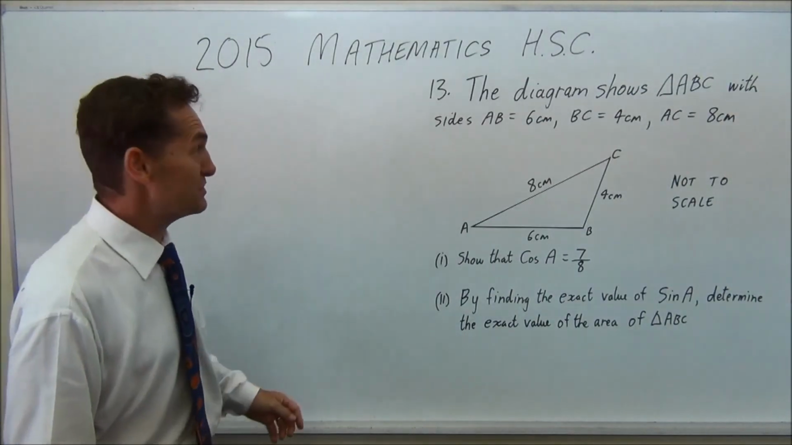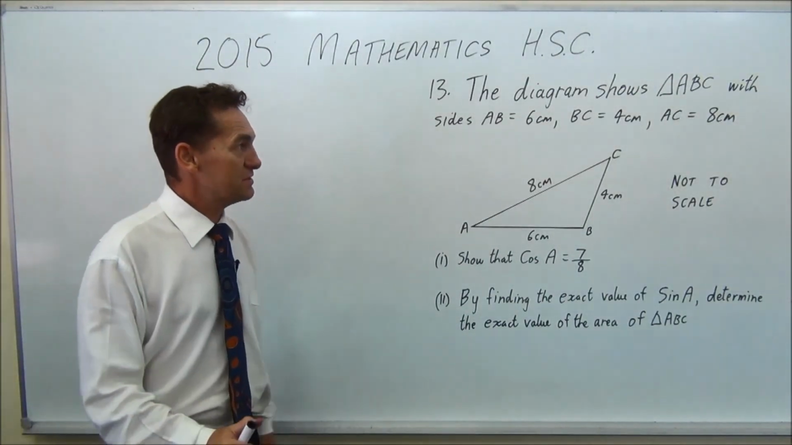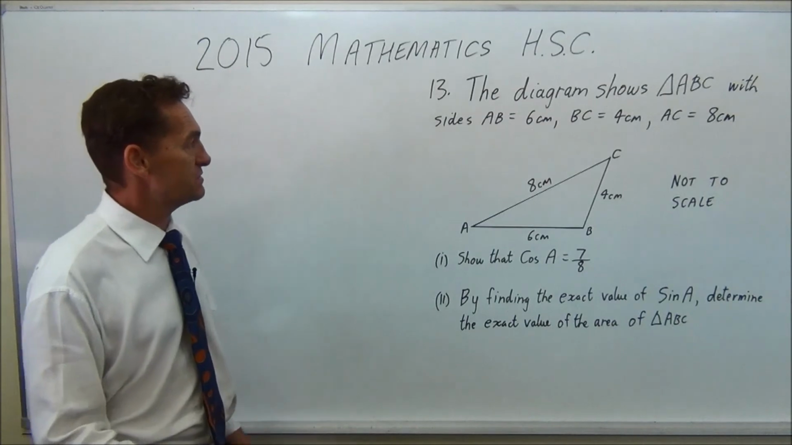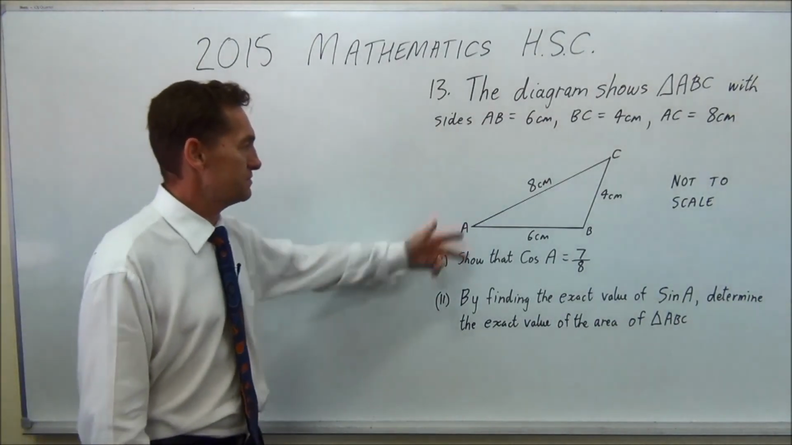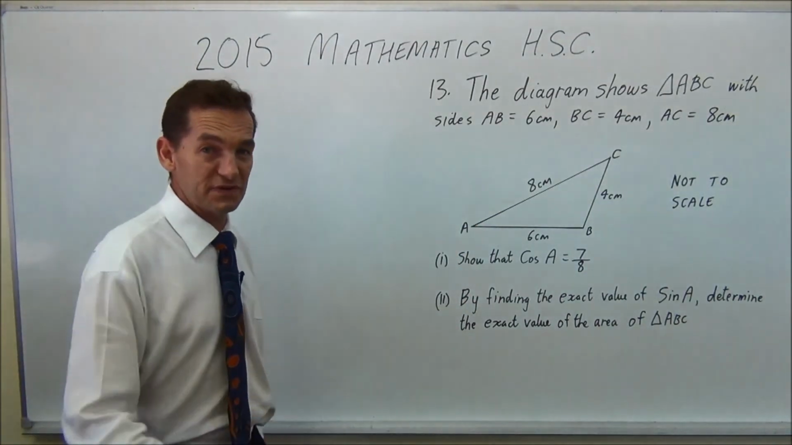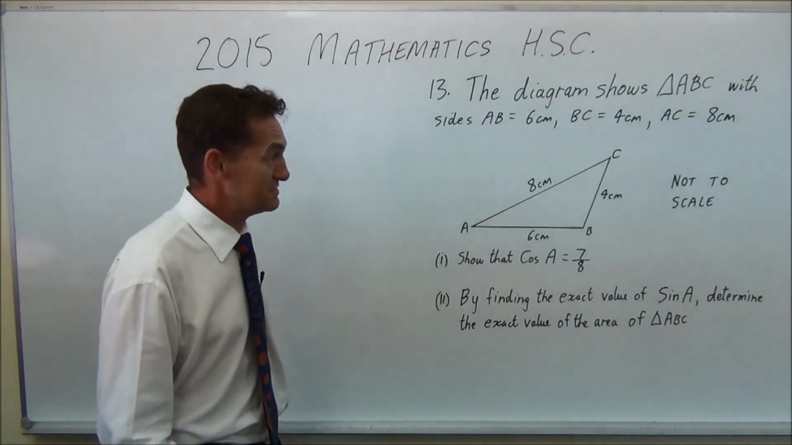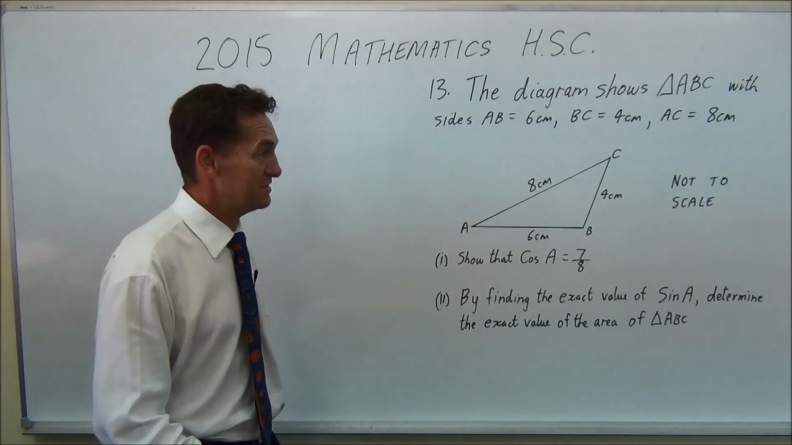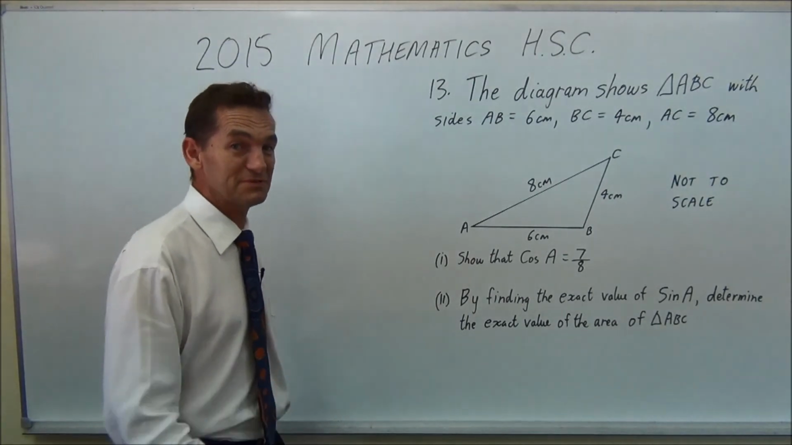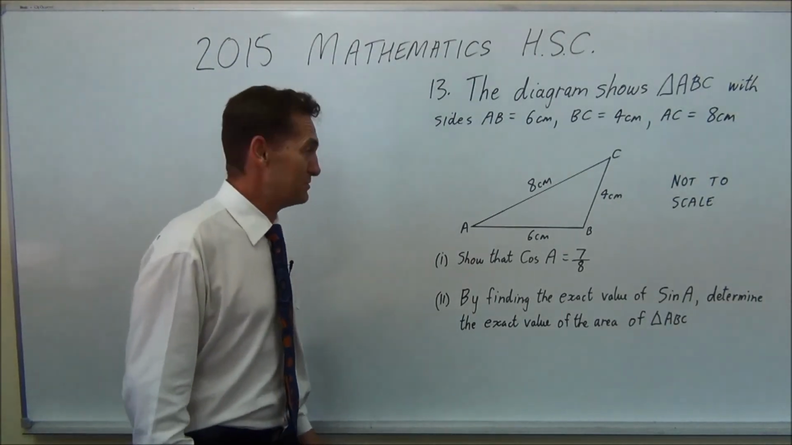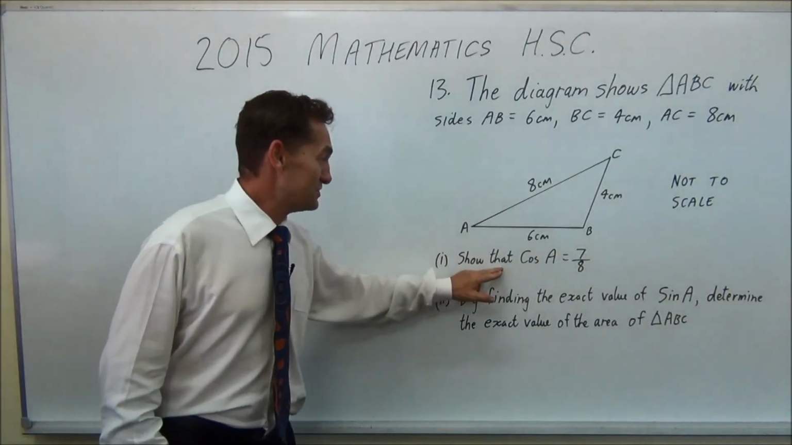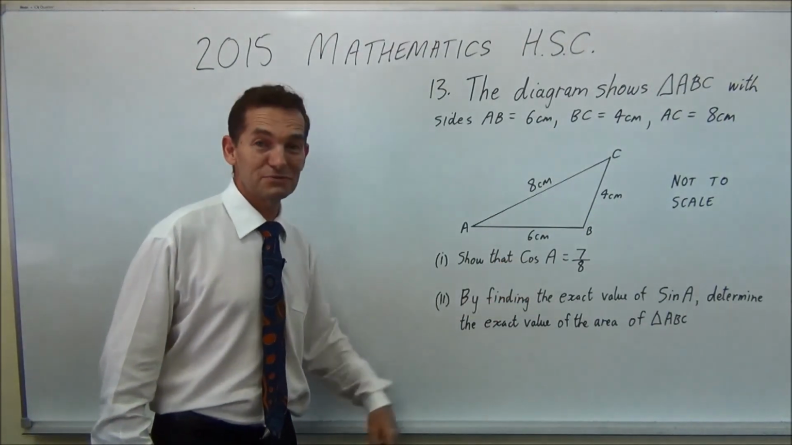G'day again, question 13. The diagram shows triangle ABC with sides 6, 4 and 8. So it gives you a nice diagram. Always funny, they write not to scale. Now you'd think the Board of Studies, they've had this for 9 months, you'd think they'd be able to draw a diagram to scale. I think that's quite humorous, but anyway. Show that cos A equals 7 on 8.